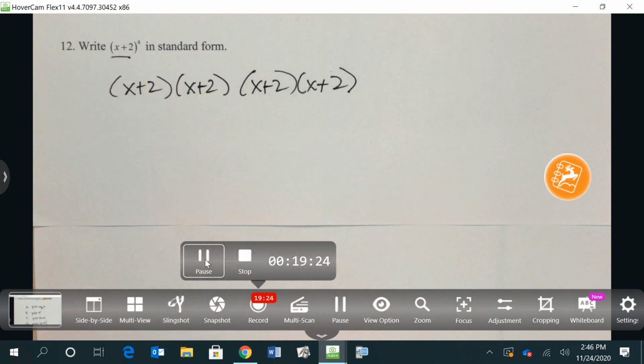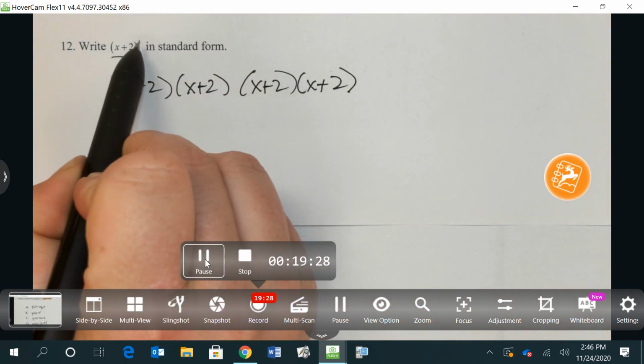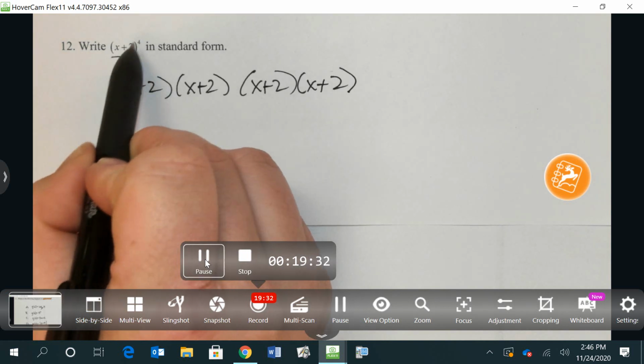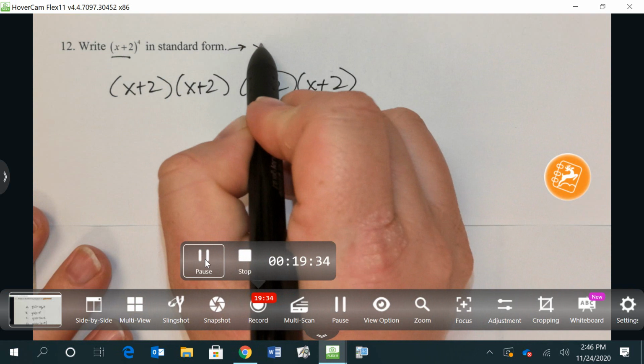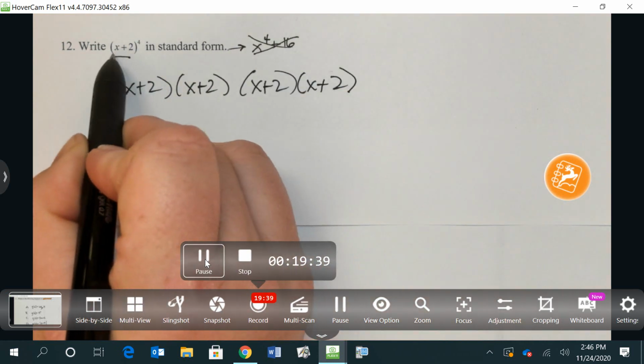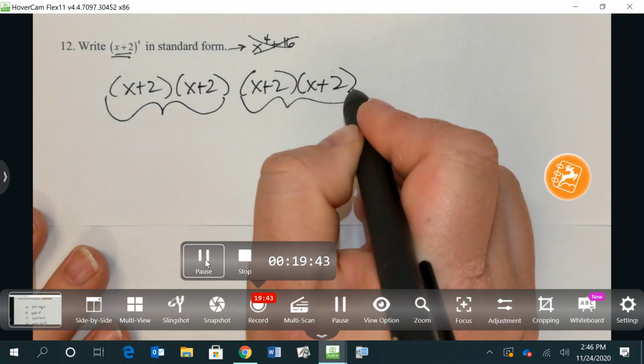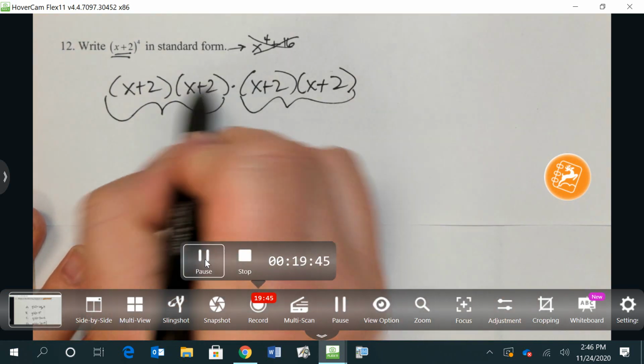A common mistake when asked to write this in standard form is that students want to take the 4 as the exponent and just apply it to the x and apply it to the 2. A lot of times I see students giving me this as their final answer. Not true. This means write this entire quantity 4 times. Now, can you see how this is the exact same thing as this? They're the exact same things.